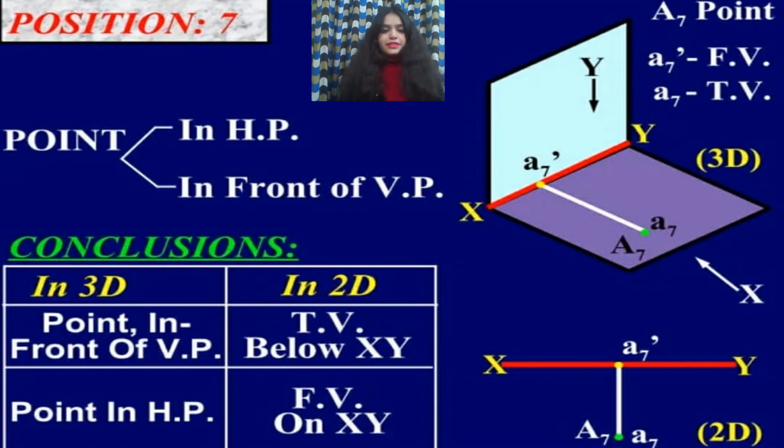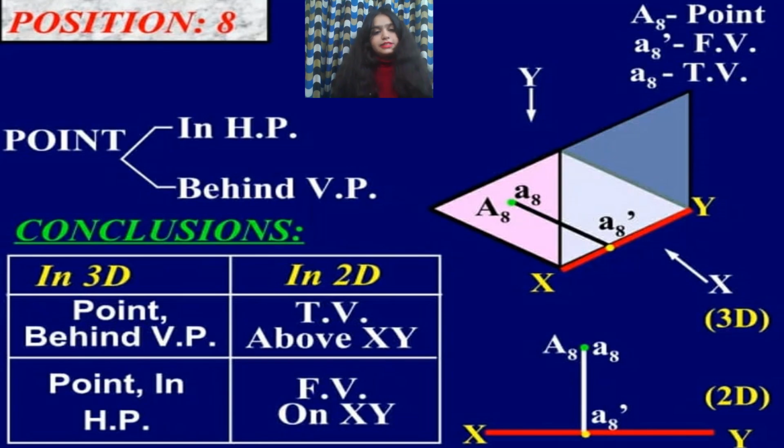So our position 7 is in HP. Before this, the cases which we have seen were in VP, right? Now the cases are coming for HP. In this 3D, you would get that the point is in front of VP, right? The point is in front of VP and the point is in HP. Now in 2D, how will it be? The top view will be below XY. You can easily see here the top view is below XY and the front view is on XY.